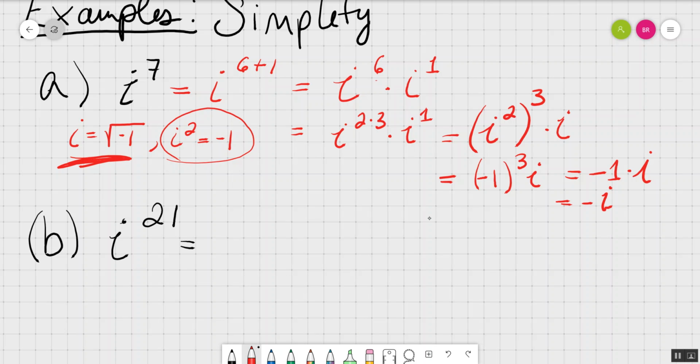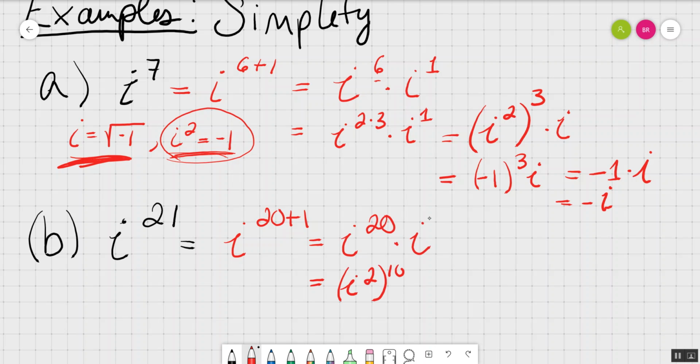I'm going to pull out as much evenness as I can, because I know that when I look at an even power of i, I'm going to get a bunch of -1s. So I'm going to think of this as i to the 20 plus 1, pull off an i, and then this is going to be i squared to the 10th power, because that'll give me 2 times 10, which will give me 20, times i. You remember that i squared is -1, times i.